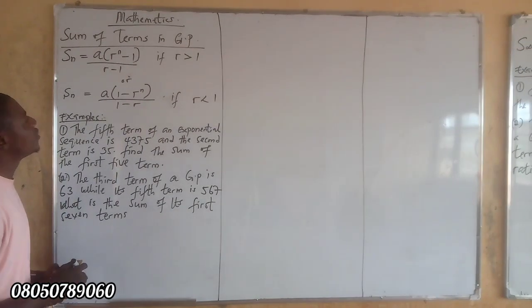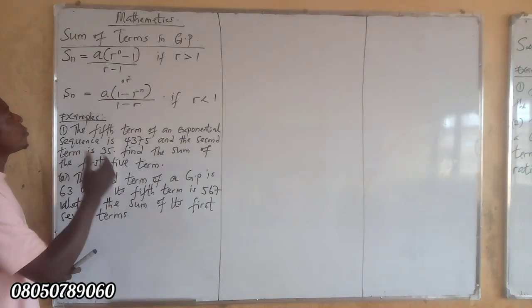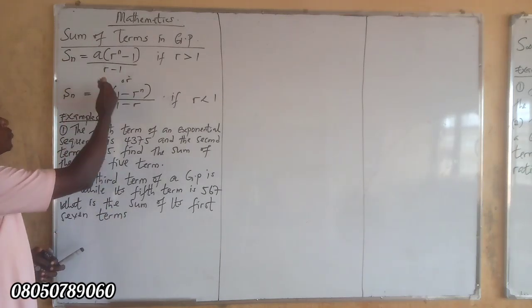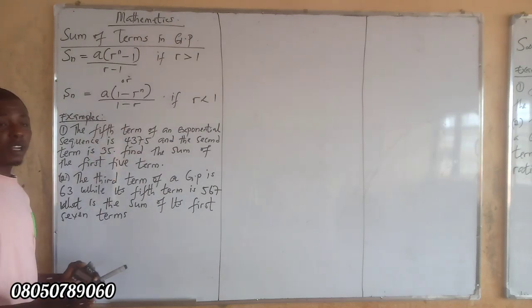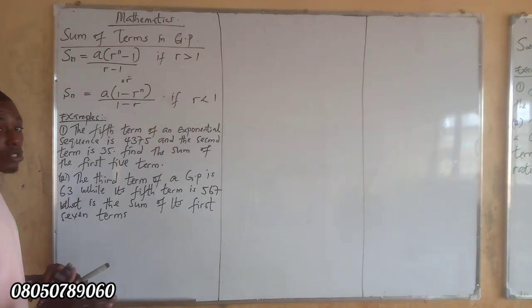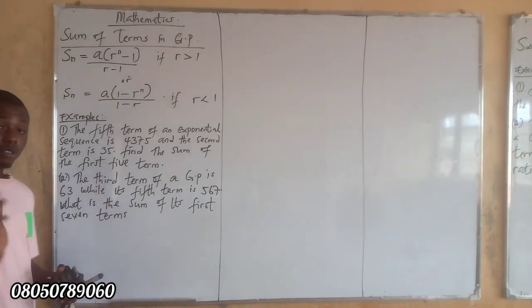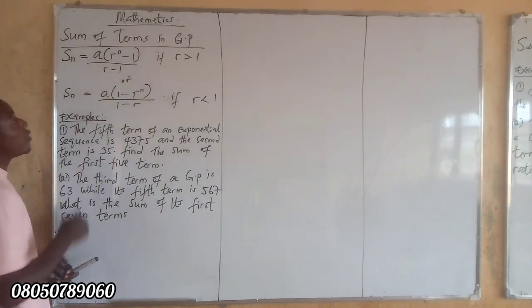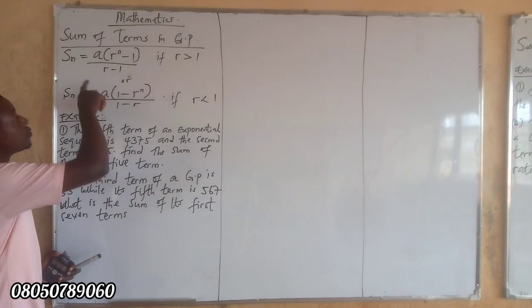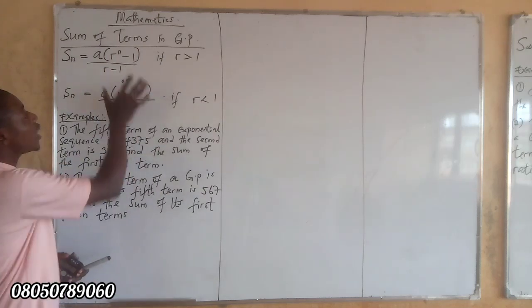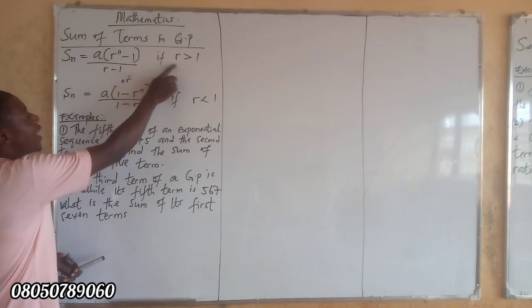All right, now look at this very well. To solve sum of terms in GP, you will agree with me that we have two formulas to solve. They are quite similar. The pattern in which the question comes determines the formula you are going to use. Now our Sn is equal to a into bracket of r raised to the power of n minus 1, all over r minus 1. You use this formula if r is greater than 1.